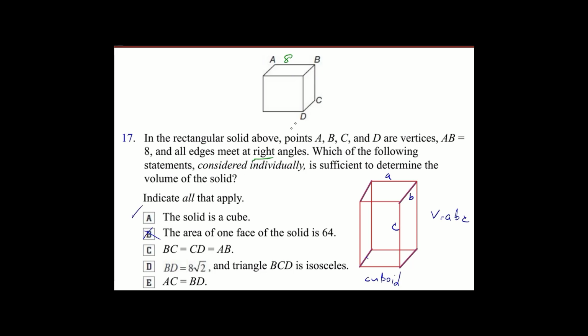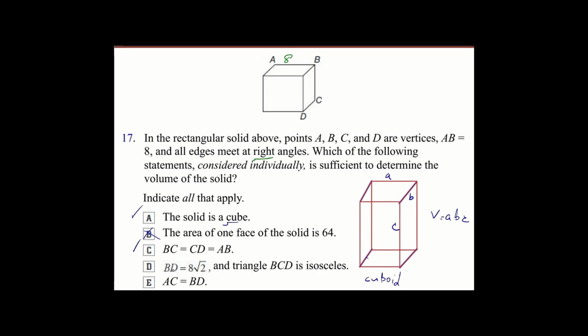But BC is our C in here, and CD is our B, equal to AB, which is 8, given. So it means that all of them are equal. It means that it's a cube like this one. So this is sufficient to know the volume of the cuboid. What about the choice D?